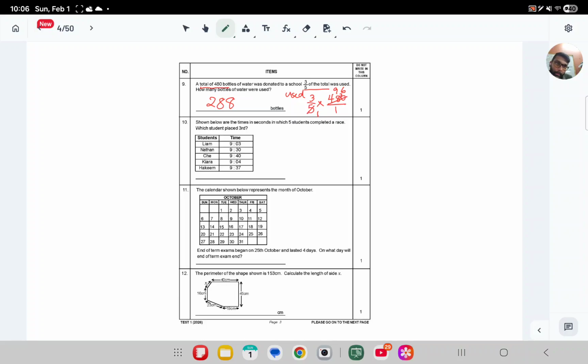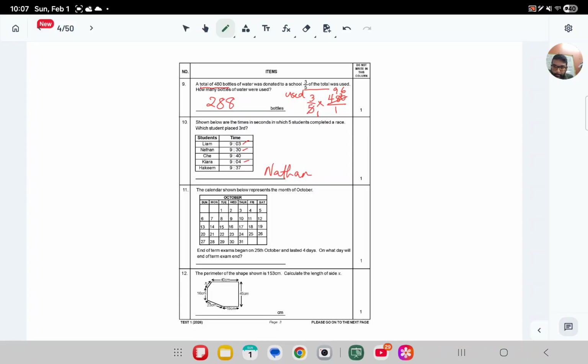Which student placed third? So if it's a race now, we know that you need to finish the fastest in order to win, right? So whoever took the least time would win. So we're looking at this here now to see who took the least time. So we saw Leon took the least time, then Kiara, and after it would be Nathan. So therefore we know that Nathan placed third. Alright.